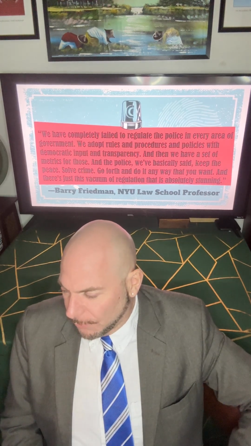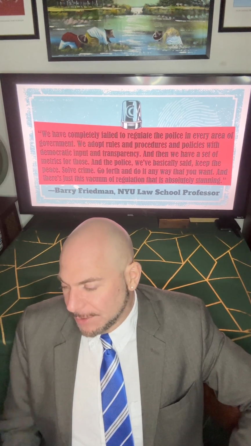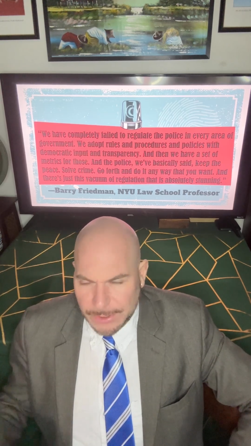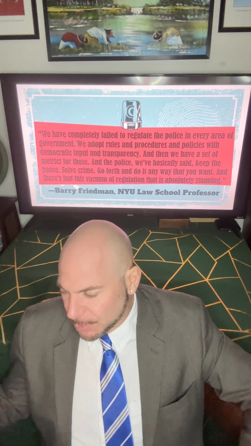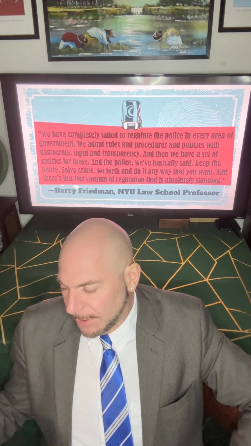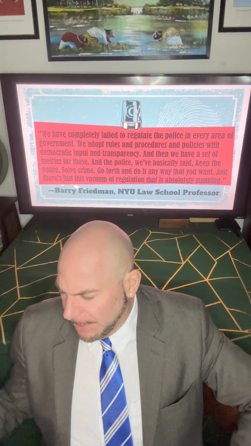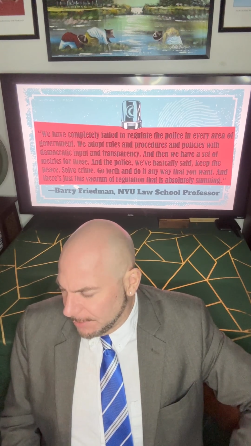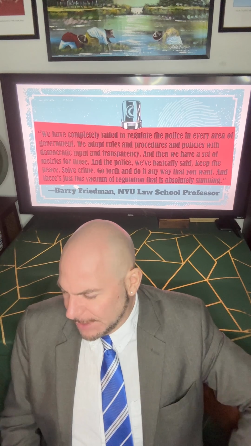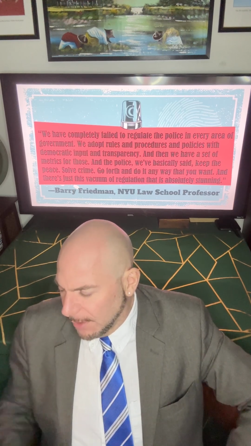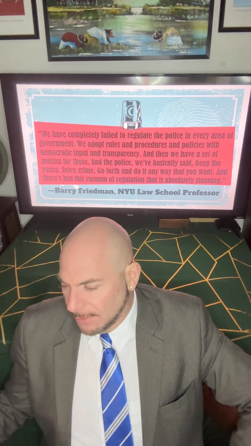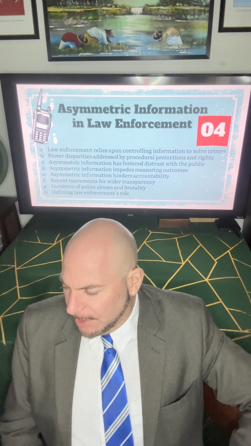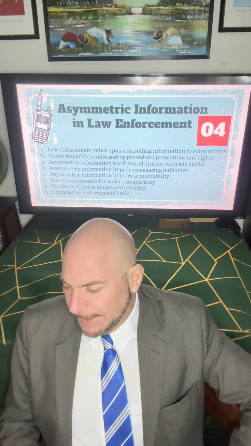This is just a quote from an NYU professor that operates a community project which is trying to seek reform and foster dialogues with the police, specifically in New York City. It's where it's headquartered, but working with law enforcement organizations across the nation. Basically, Professor Friedman points out that police don't have accountability. He says, police, we basically said, keep the peace, solve crime, go forth and do it any way you want. There's a vacuum of regulation that's stunning.